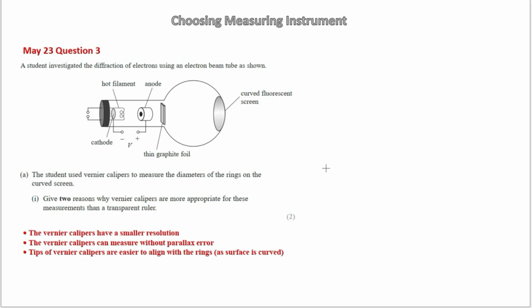Vernier calipers have a smaller resolution. Like I just said, a smaller resolution means a smaller value of resolution, which means it has a higher resolution. Vernier calipers can measure without parallax error. Why? Because the tips of the vernier caliper are easier to align with the rings as the surface is curved. So if you have to take readings from curved surfaces, a meter rule is not going to be useful. You have to use a vernier caliper.